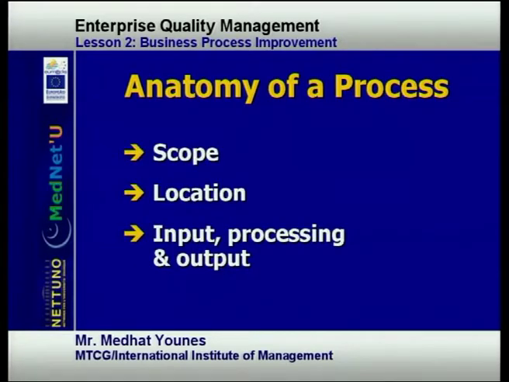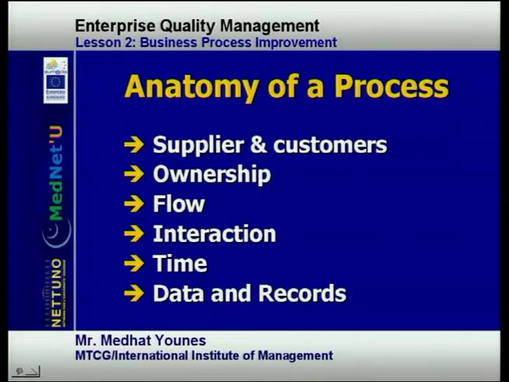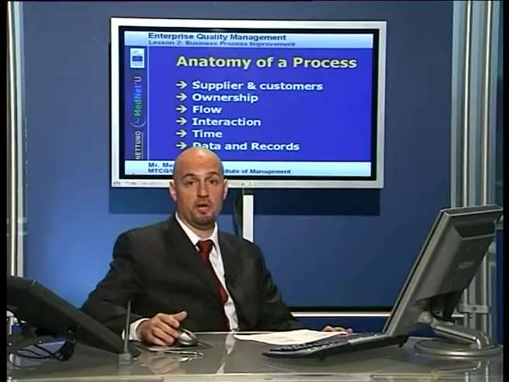The third question is, what is the scope of the process, or the domain? How many departments or functions are associated with the process? The fourth question is the location, where this process takes place, or what department. I lost track of questions, but the following question is input, processing, and output. Who are the suppliers for the input for the process, and who are the customers or the users of the output?